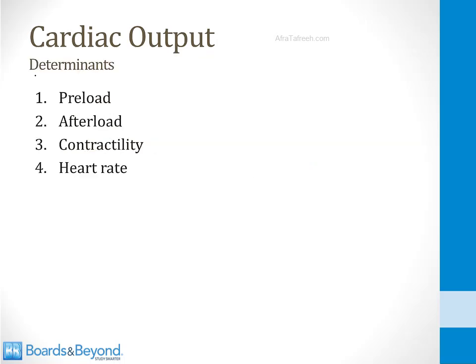So the four classic determinants of the cardiac output are the preload, the afterload, the contractility, and the heart rate. And we'll talk about these one at a time in the next few slides, but I just want to make a general point here that changes in these four factors affect the cardiac output, and that means that these four factors also affect how much work the heart has to perform.